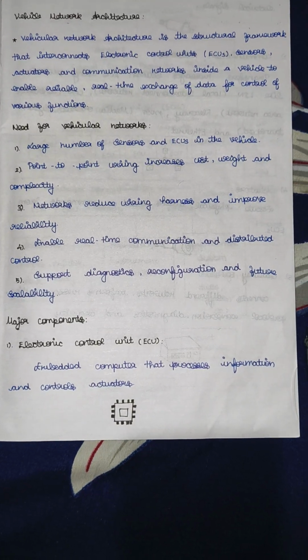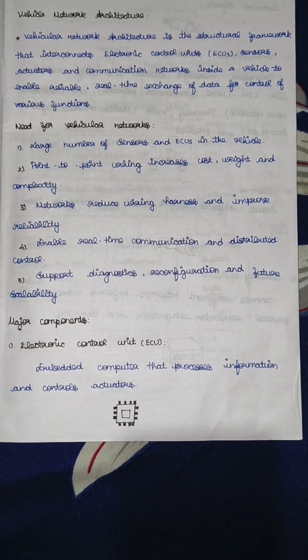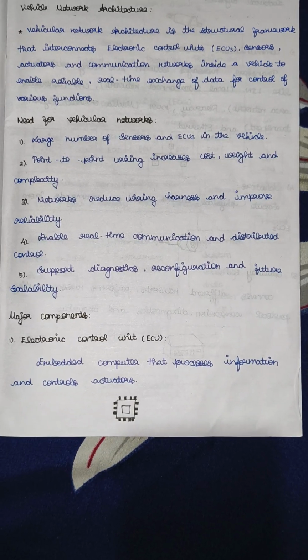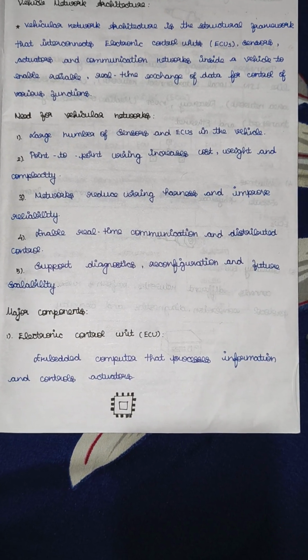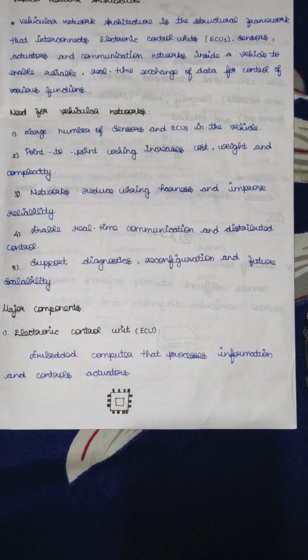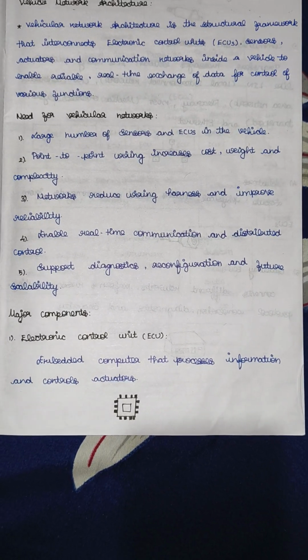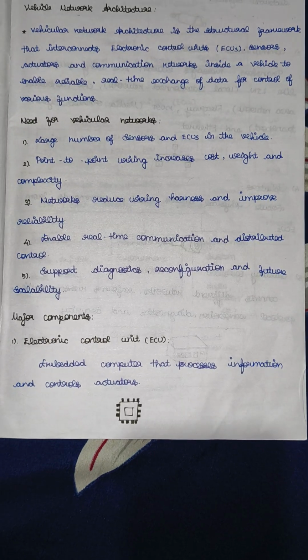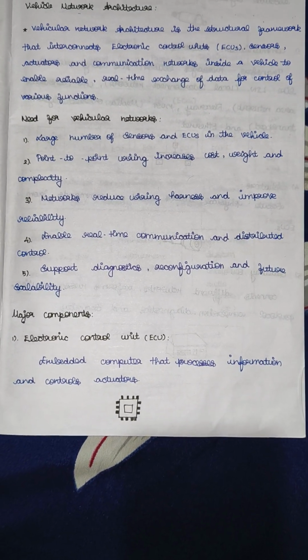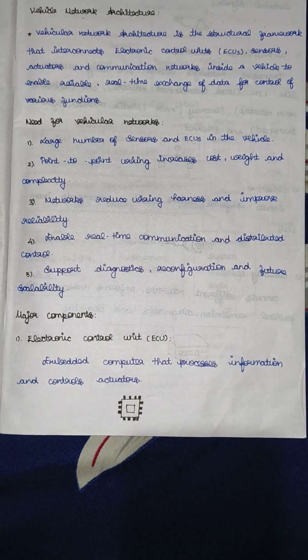Another important requirement is real-time communication. In applications such as braking and engine control, information has to be transferred quickly and reliably. For that purpose, we use vehicle networks. A vehicle network also supports distributed control, so different ECUs can perform different functions while communicating with one another. They also support diagnostics, reconfiguration, and future scalability.